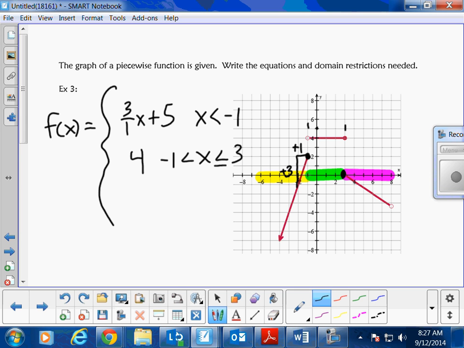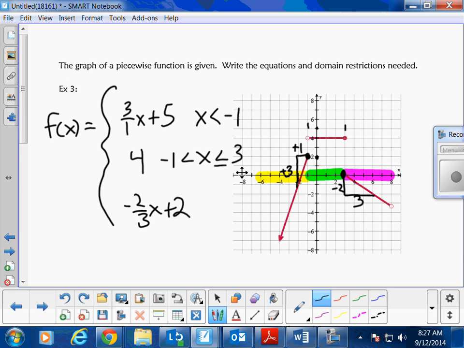Now for the last one, let me figure out the slope on this one. This is -2, rise over run, -2 over 3. Now -2 over 3 x, and let me figure out what the y-intercept is. If I follow the pattern, there's where it's at. That's my y-intercept. Now let me define the domain.